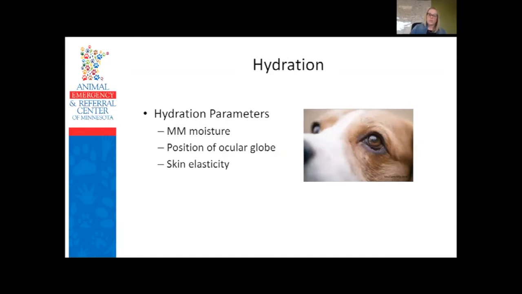So switching gears to hydration then, after you've established your patient's overall perfusion status, you take that next step and you evaluate the hydration. And again, this is something you're doing simultaneously. This is all part of our general physical examination. So the hydration parameters we're all familiar with are mucous membrane moisture, the position of the ocular globe, and then skin elasticity are the main things that we're going to be evaluating.